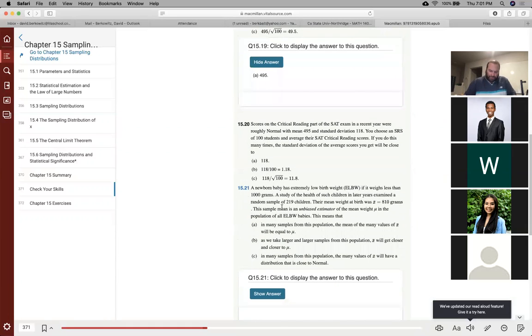Let's look at 21, because 21 introduces a term that I have not yet used. So let me define it. 21 talks about something called a biased or an unbiased estimator. So let me ask you a question. Suppose I want to estimate the average height of every American. So I'm going to use an estimator, something that estimates.